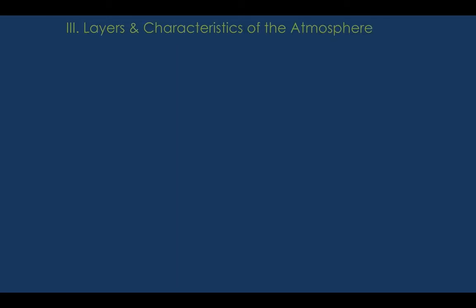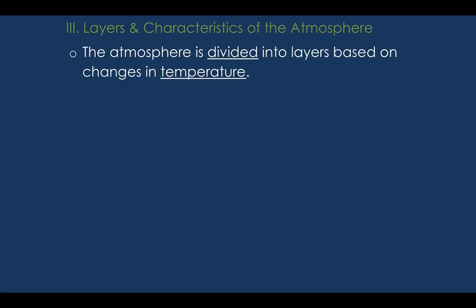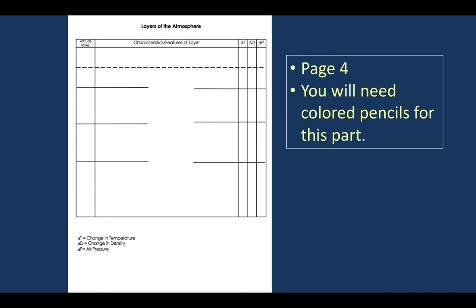All right, as you finish up with that, the last thing on the bottom of page 5 mentions that we have layers. The atmosphere is divided into layers based on changes in temperature. And we're going to go into a lot more detail on that now over on page 4. So page 4 is also part of your notes in this case. We're going to do a diagram of the layers of the atmosphere here on page 4.